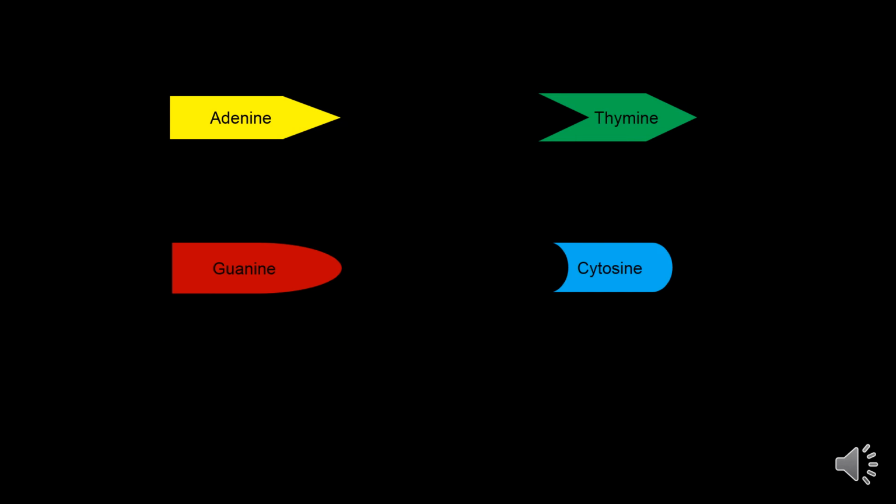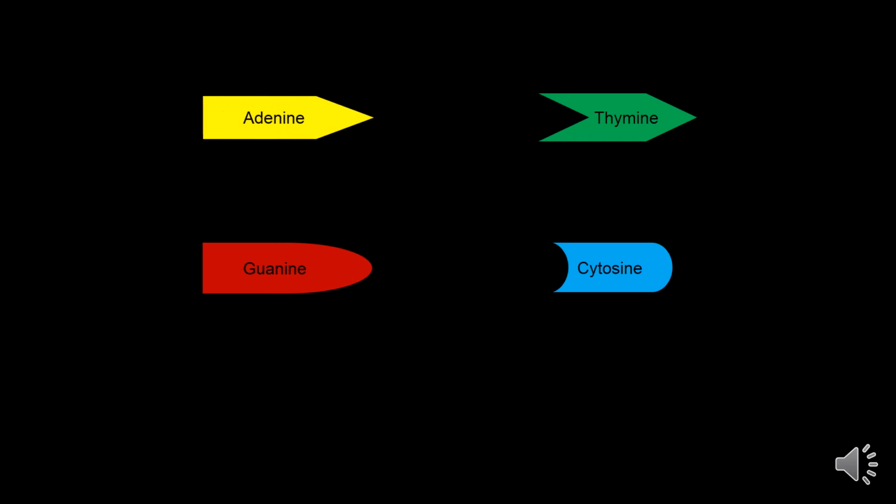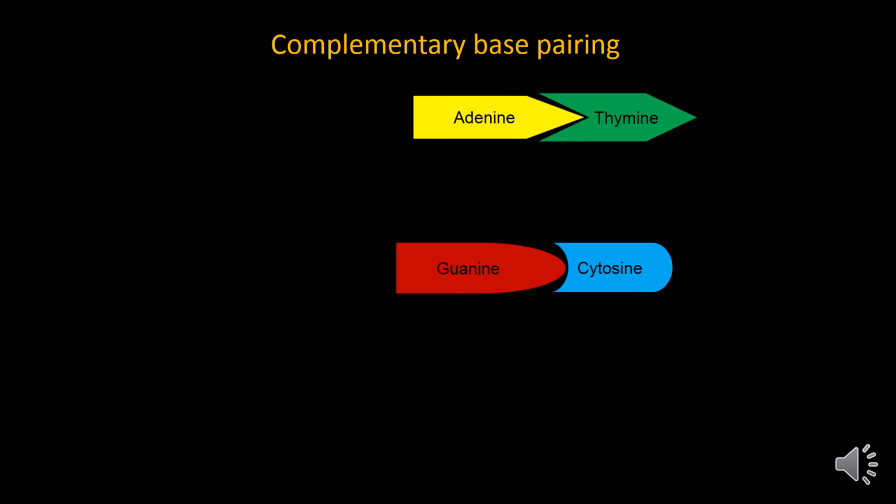So, to summarize that, the nucleotide base adenine always pairs with thymine, thymine always pairs with adenine, guanine always pairs with cytosine, cytosine always pairs with guanine. A to T, G to C. The technical term for this is complementary base pairing. A complements T, G complements C. Complementary base pairing.